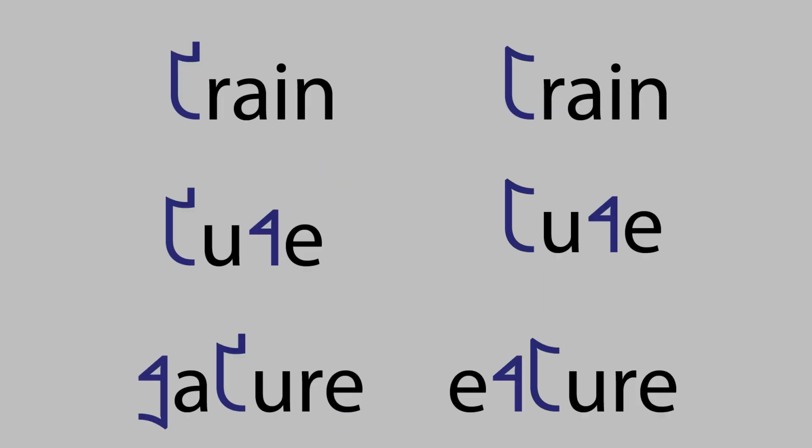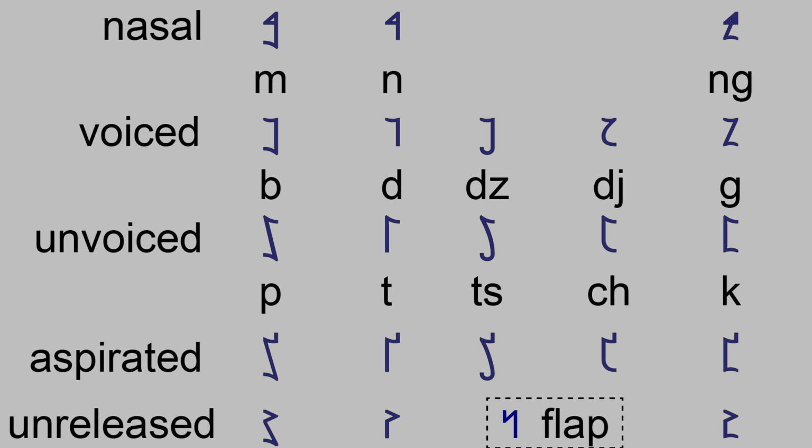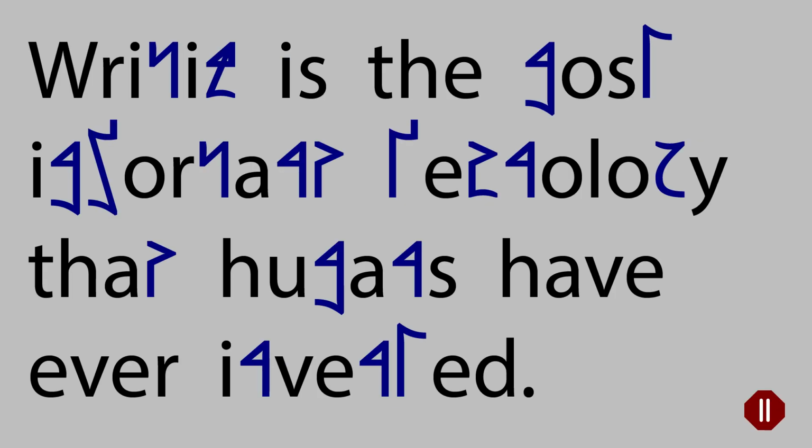We also use these letters to spell T and D before R or Y, as in train and drain, tune and dune, mature and endure. Here's what you know so far. Now you see what we mean when we say that Musa is a system. The letters in a row all share the same top, and the letters in a column all share the same bottom. Why don't you try reading a full sentence?